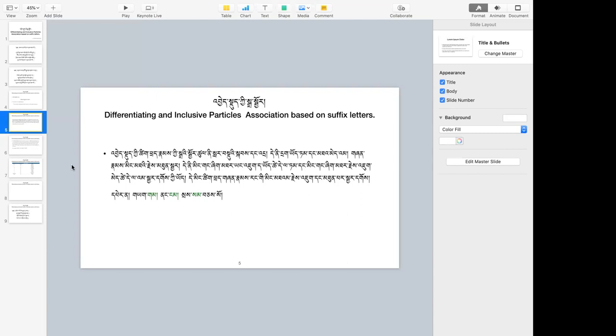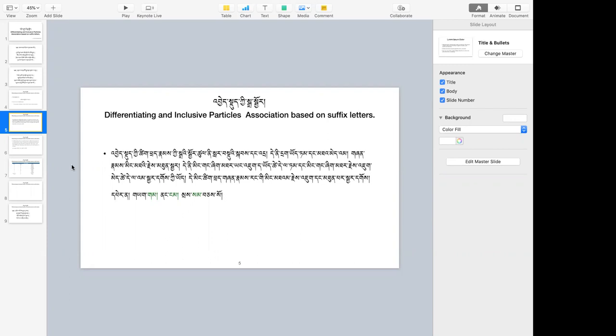Therefore, direct usage case. There are inferential usage cases in which the particle will incline towards that particular usage case. So therefore, these particles, which are differentiating and inclusive particles, follow the rules to be associated with a name on the basis of a certain rule. We call them association based on suffix letter.